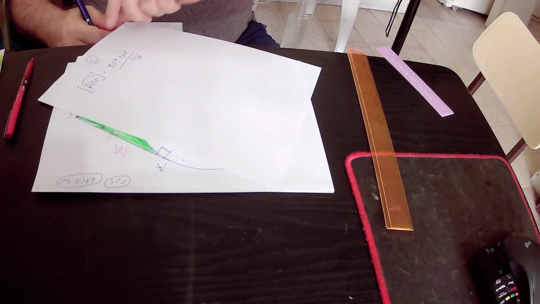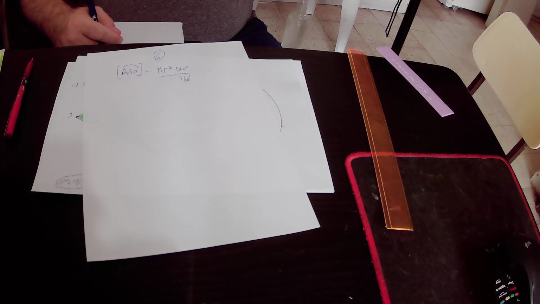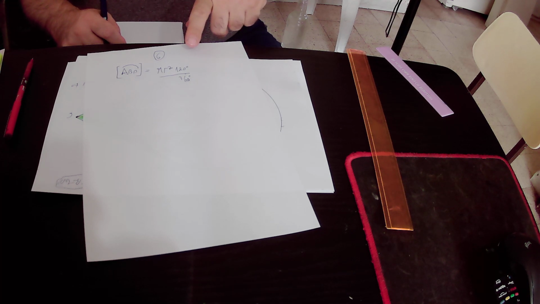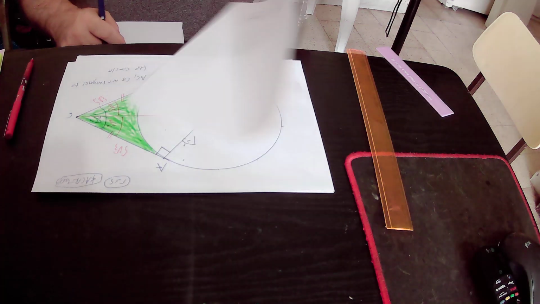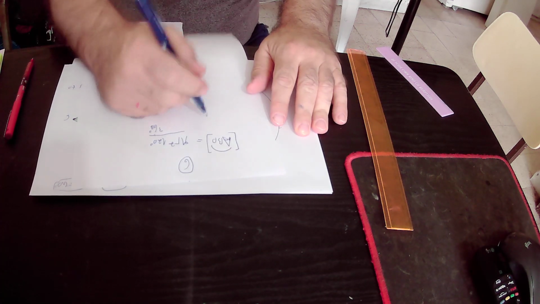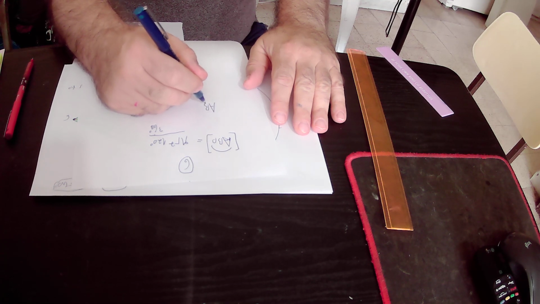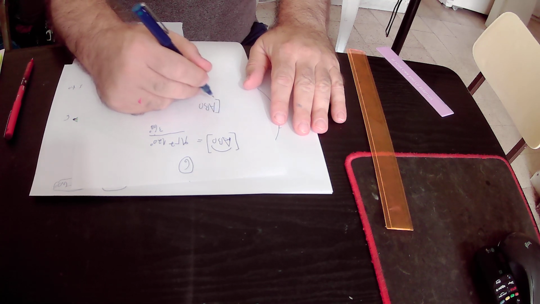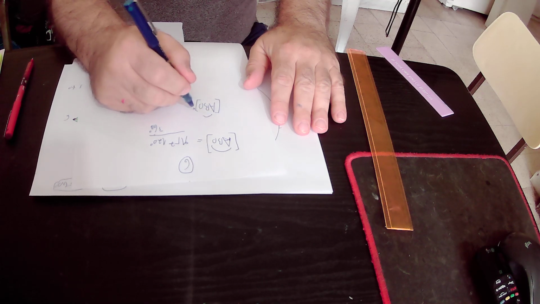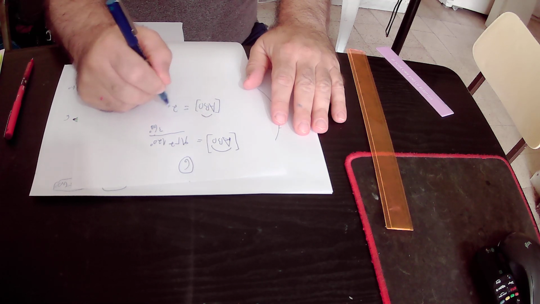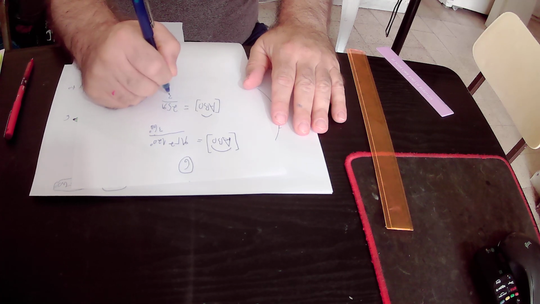Again, the area of sector ABO equals pi r squared times 120 degrees over 360 degrees. We know that r equals 5, so pi r squared will be equal to 25 pi, and 120 degrees over 360 degrees is 1 over 3. So in total we will get that the area of sector ABO equals 25 pi over 3 square units.